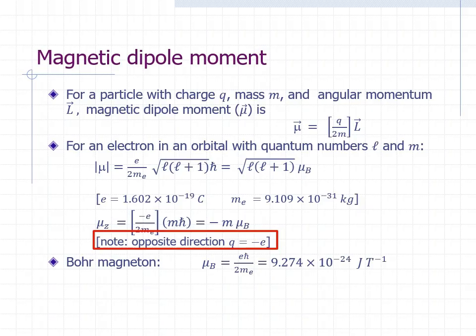In other words, the magnetic dipole moment vector for an electron points in the direction opposite to that of its angular momentum vector. The direction of the magnetic dipole moment vector is what we could think of as the south pole to north pole direction of a bar magnet.